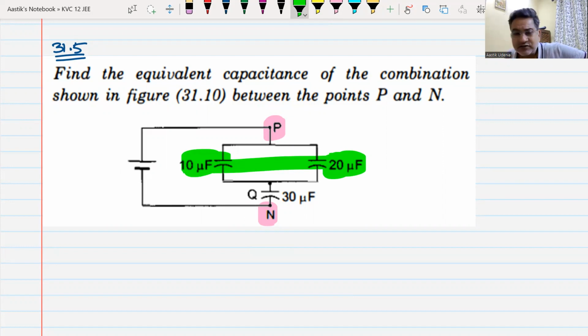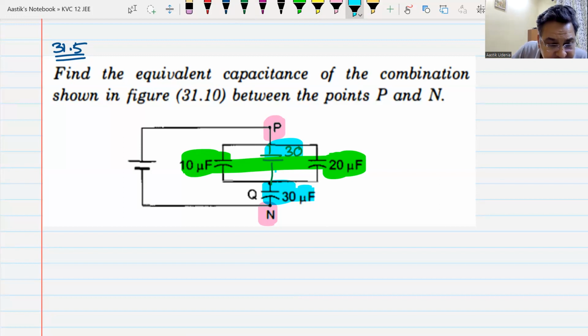10 and 20 in parallel becomes 30. Now you can replace this 10 and 20 by a single capacitor, which is 30. Now you can see this 30 and this 30 come in series. 30 and 30 in series, the effective capacitance becomes 15 microfarad. Do we understand this? Everyone understands this? Okay.